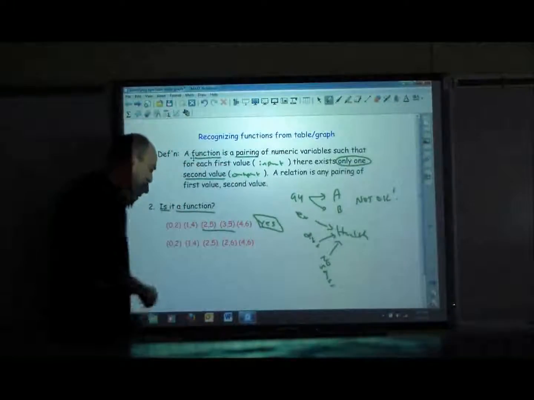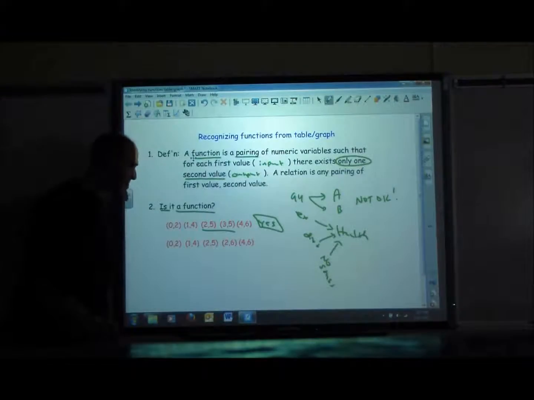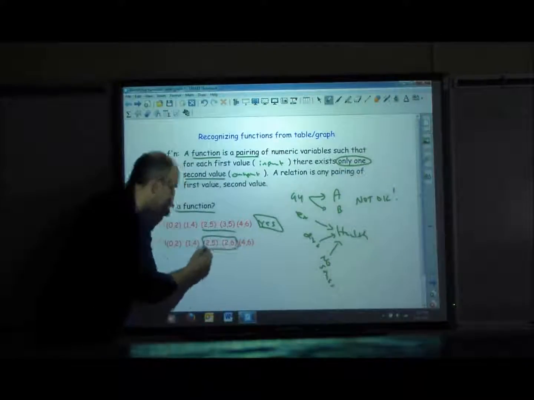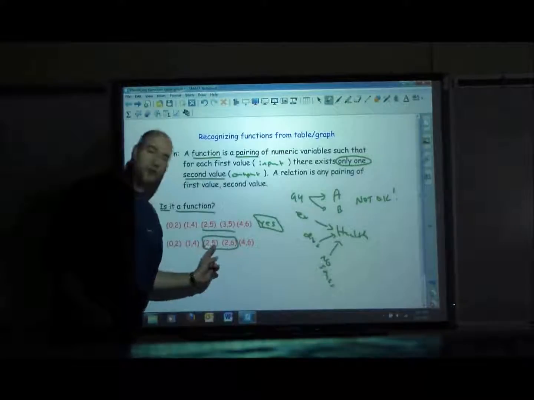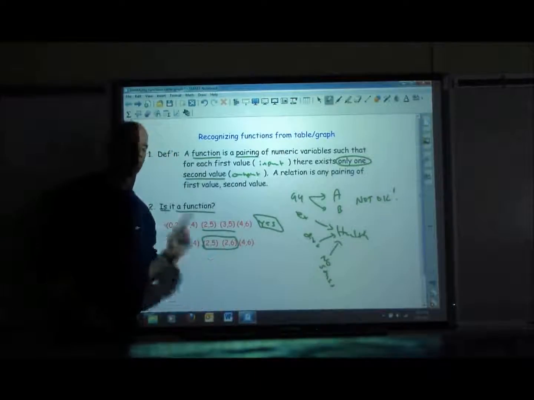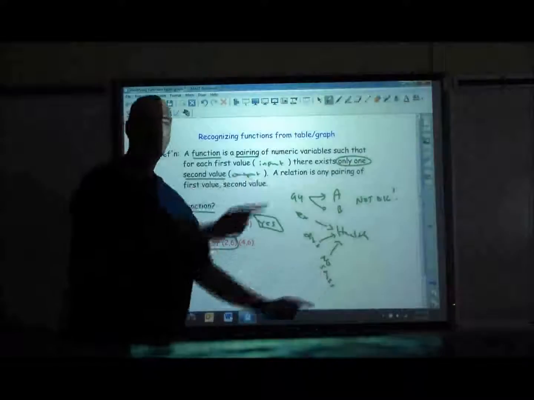Now if you look at this one, it's not okay. Do you see why it's not okay? Well, right here, 2 is one input, and you cannot have the same input making different outputs.